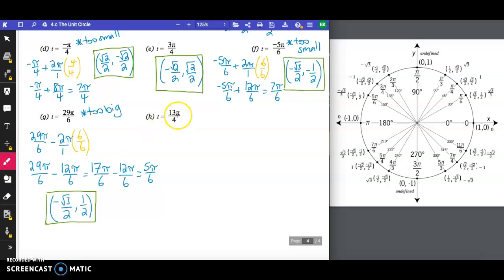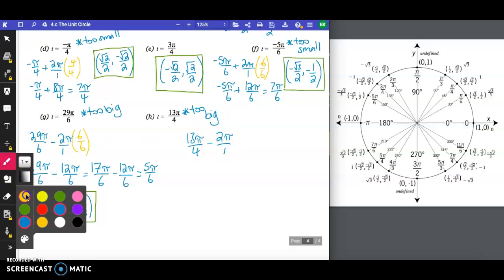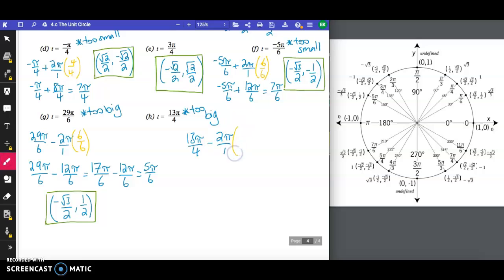All right, last but not least, 13 pi over 4. Again, the biggest thing I see here over 4 is a 7, so I'm going to assume this is too big. So I'll take my 13 pi over 4 and I'll subtract 2 pi from it. Technically, my 2 pi is over 1 right now, and I need it to have common denominators, so I'm going to multiply by 4 on the bottom, so that way they're both over 4.